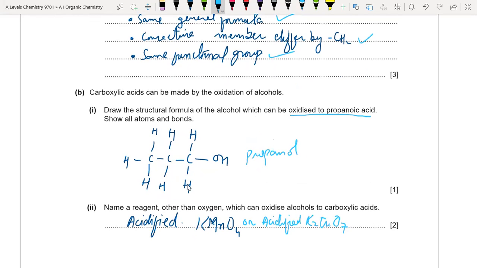It's called 1-propanol. What conditions are required? Name a reagent other than oxygen which can oxidize alcohol to carboxylic acid. That is acidified KMnO4 or acidified K2Cr2O7. Okay.